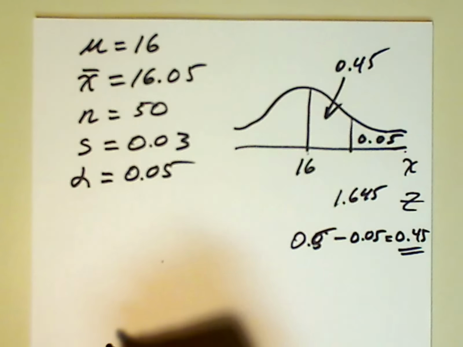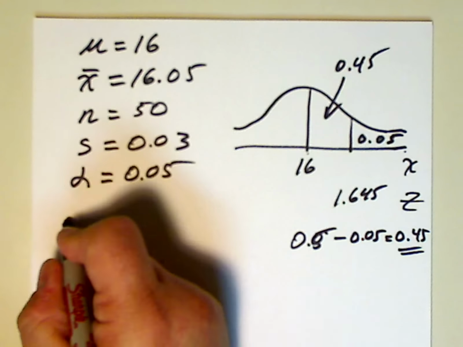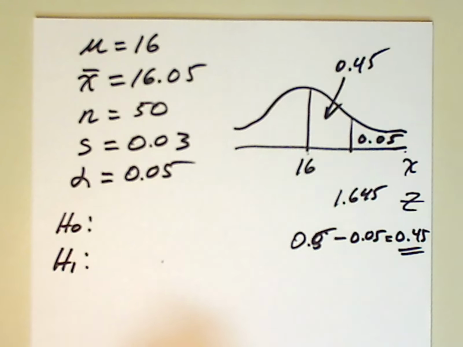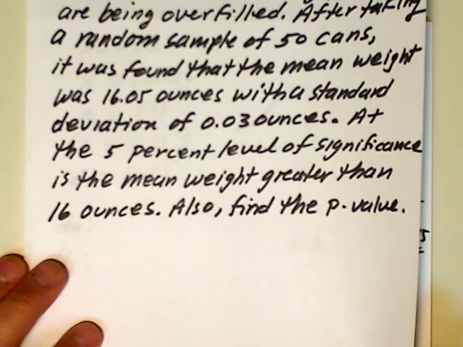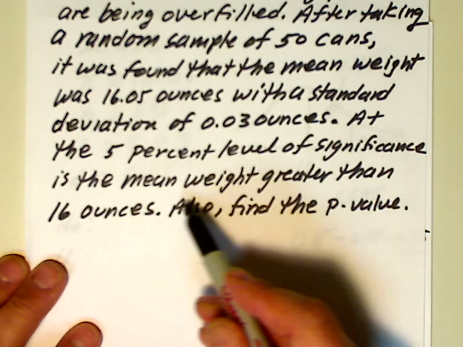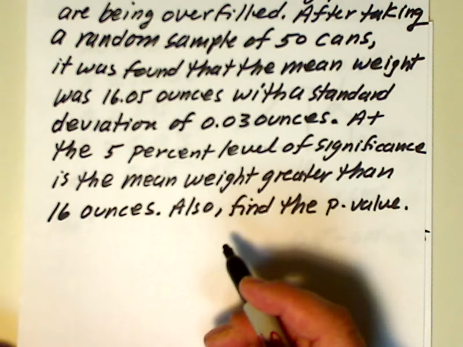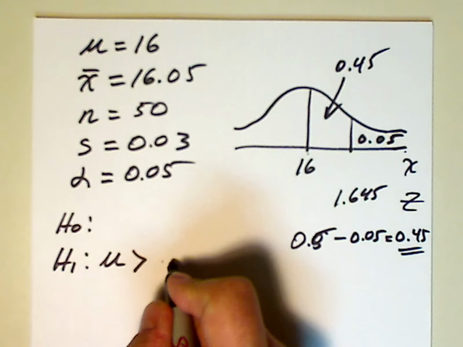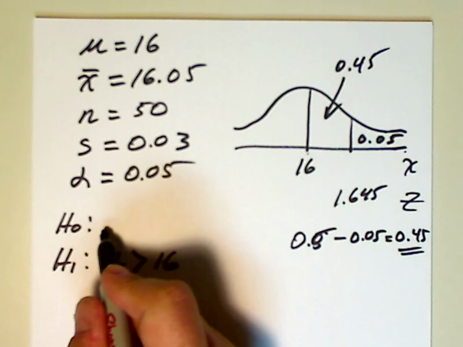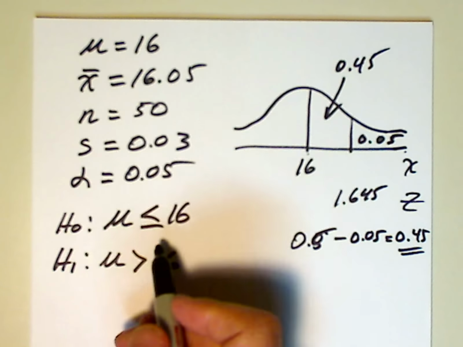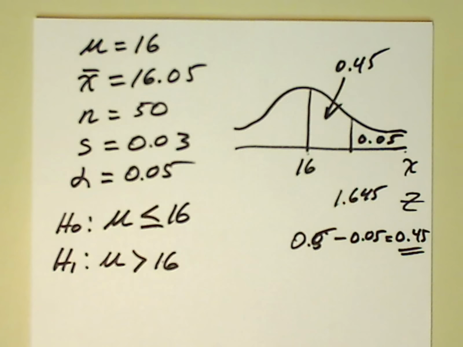Now we're ready to compute the null and alternate hypotheses. H sub 0 is the null and H sub 1 is the alternate, and I always start with the alternate first. The alternate is the hypothesis that answers the question: in this case, is the mean weight greater than 16 ounces? Well, that's going to be our alternate: mu greater than 16. And the null, then, we just reverse this: mu less than or equal to 16. Remember, we need to put the equal sign in here.